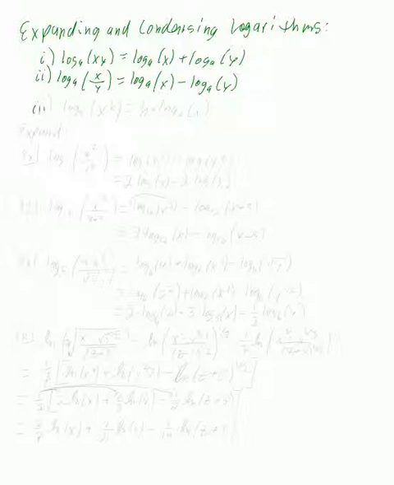Third rule is the power rule, where we have a base raised to a power, say power b, and that b comes down to be multiplied, like so. So we're going to be using these three rules forwards and backwards to try to either condense logarithms into a single logarithm or expand a single logarithm into a bunch of logarithms. We're going to start by expanding.